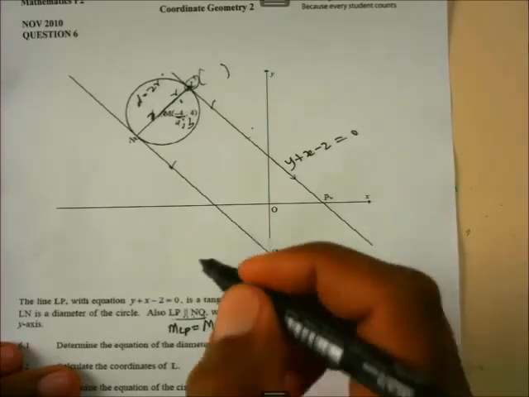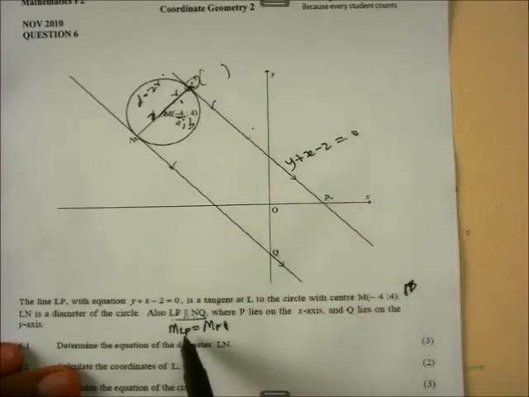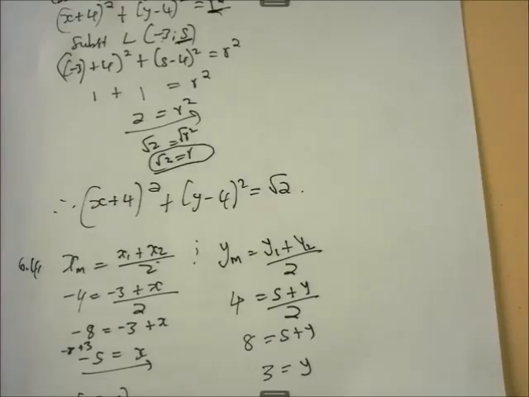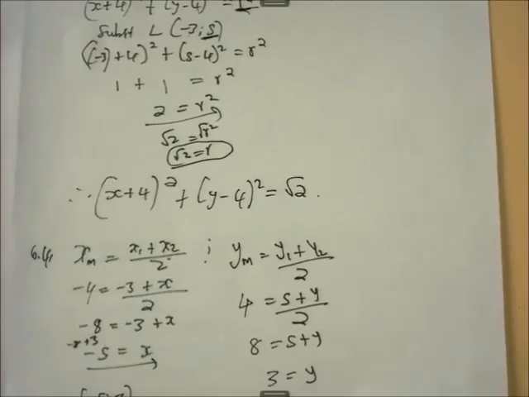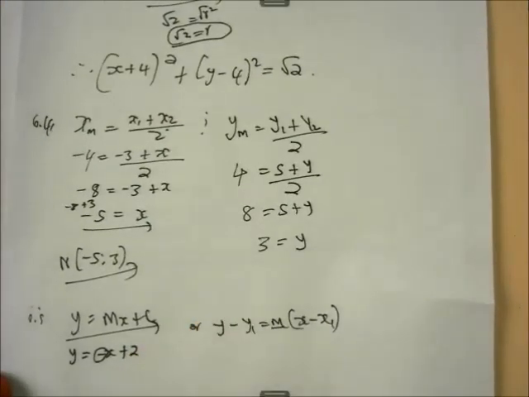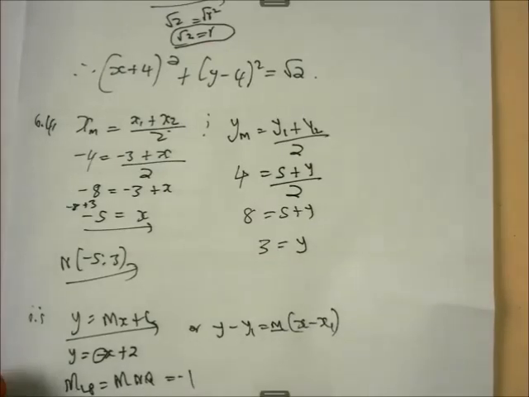Right, from here now we can see, since LP is parallel to NQ, then it means the gradient of LP is equal to the gradient of NQ. Right, now from this one, you remember the equation of LP. The equation of LP then is y is equals to what? Minus x plus 2. Then immediately we can see the gradient here. The gradient is minus 1. Therefore, since these two lines are parallel, the gradient of LP is equals to the gradient of NQ, which is equals to negative 1.